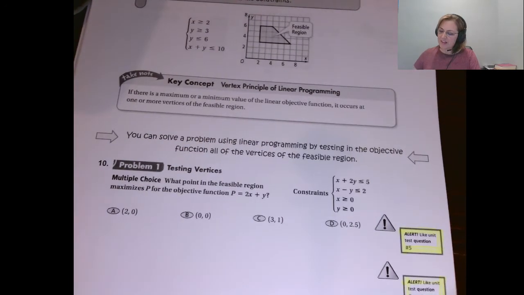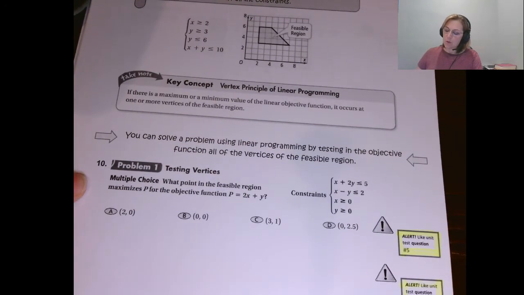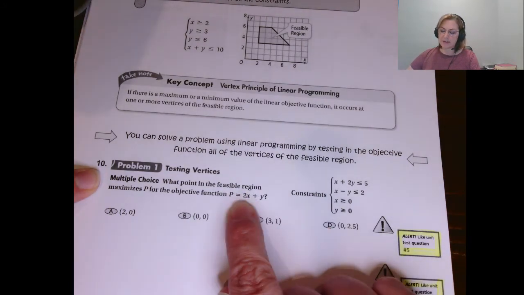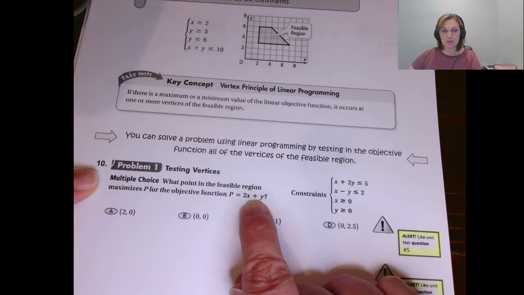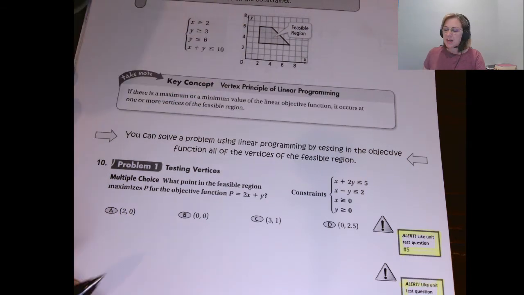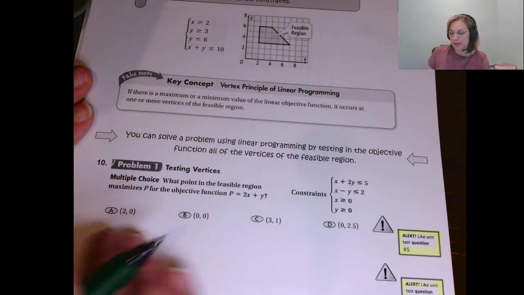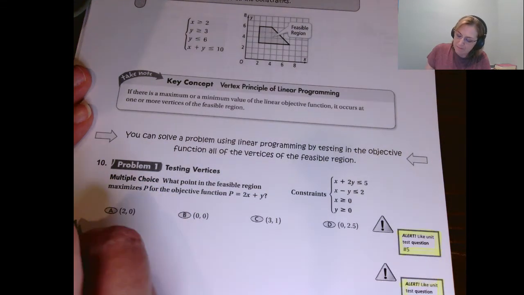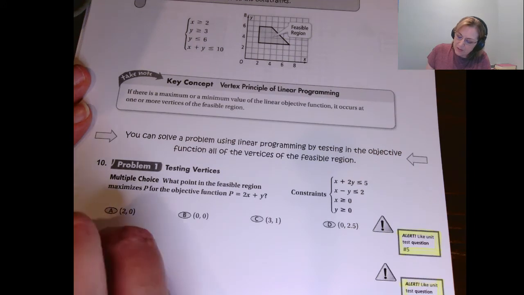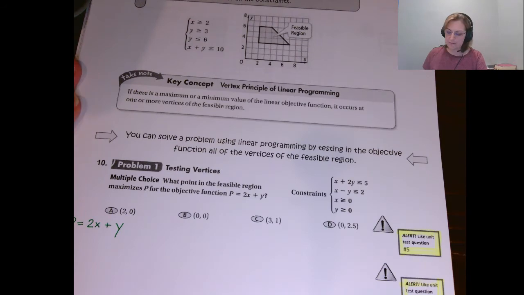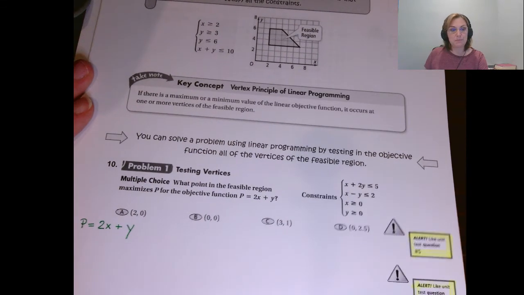There we are. Now in this problem, we are asked which of these points maximizes the objective function 2x plus y. So for this one, you're really not going to do any graphing, although we did talk about the feasible region. Instead, we're just testing these points to see which one produces the largest objective function. So what we're going to do is substitute the values for x and y here to see which one is the largest p-value.